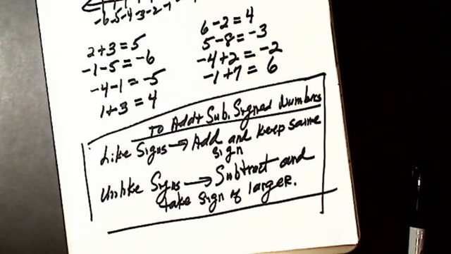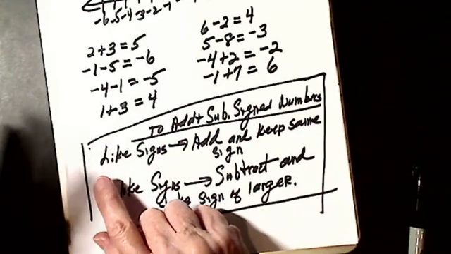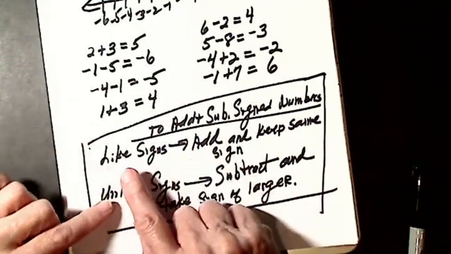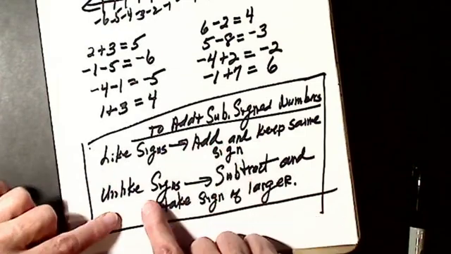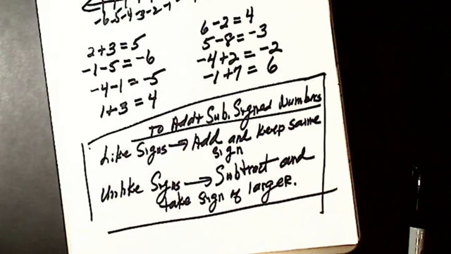If the signs are alike, add and take the same sign. If the signs are different, subtract, take the sign of the larger. Another way to remember is like signs. Think of it as alike, starting with an A, and you'll know alike means add, different means subtract. So I'll say it two more times. If the signs are alike, add and take the same sign. If the signs are different, subtract, take the sign of the larger.